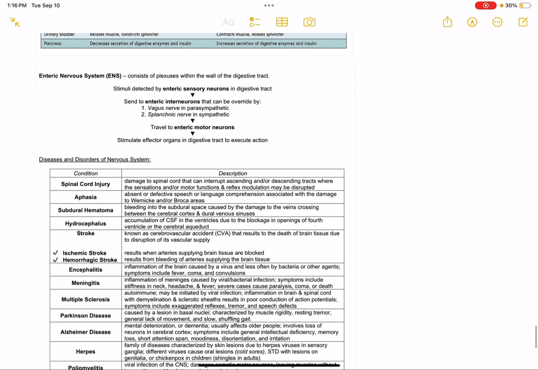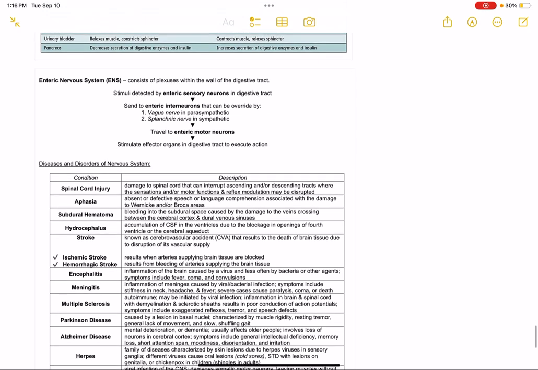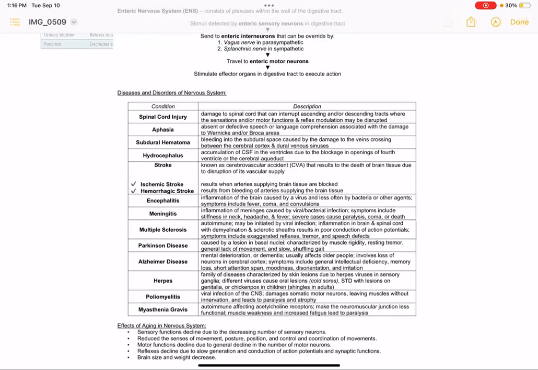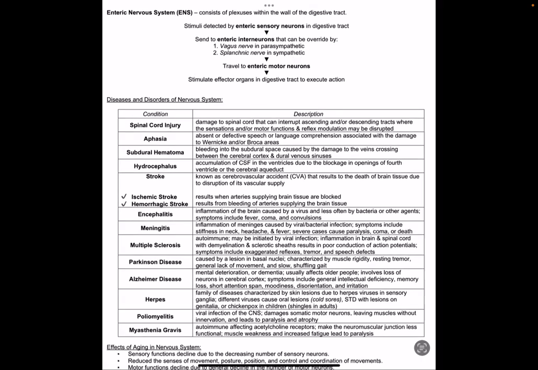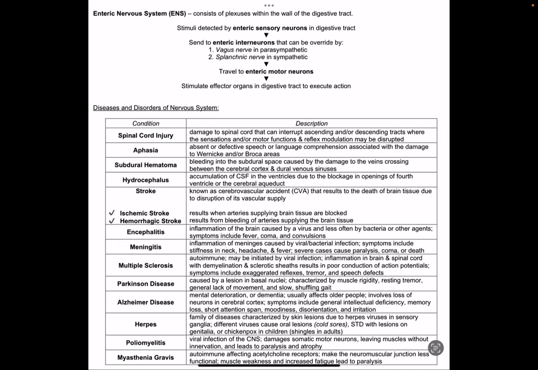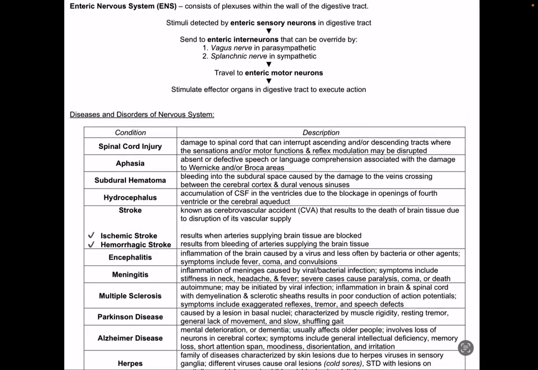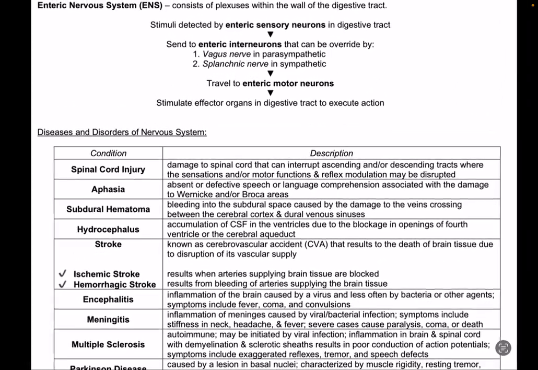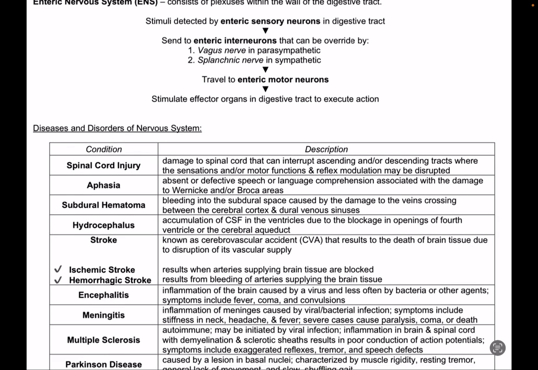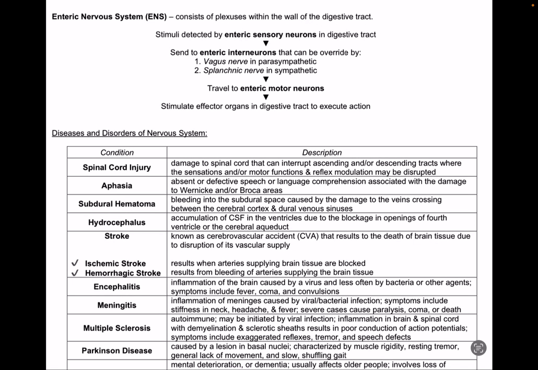Okay, so next we have the enteric nervous system. So, consists of plexuses within the wall of the digestive tract. Okay, so stimuli detected by enteric sensory neurons in digestive tract. Next, sent to enteric interneurons that can be override by vagus nerve in parasympathetic and splenic nerve in sympathetic. So, next is travel to enteric motor neurons, then stimulates effector organs in digestive tract to execute the action.